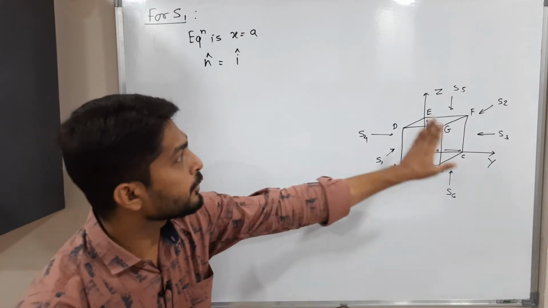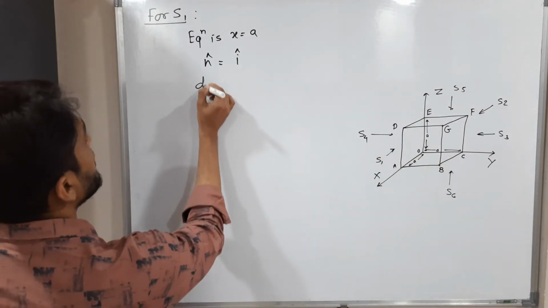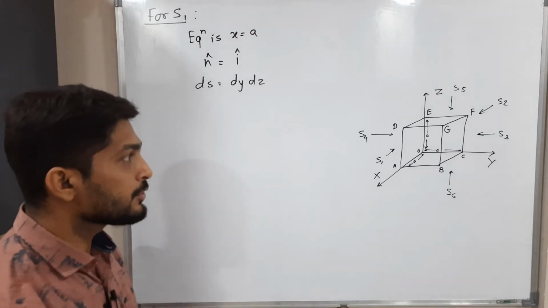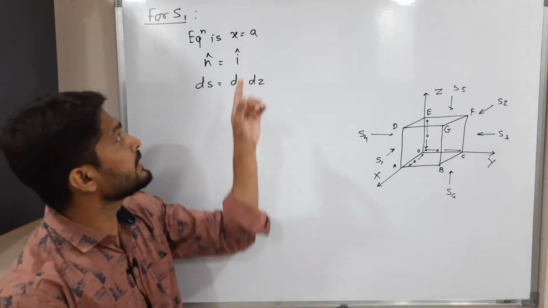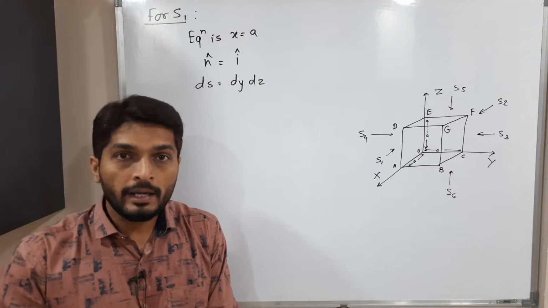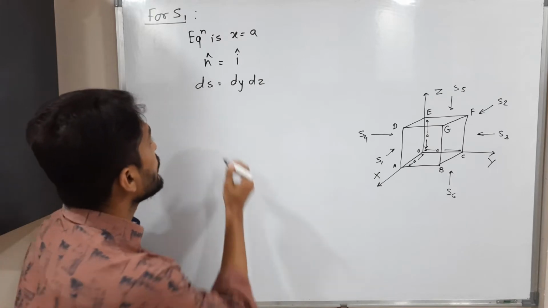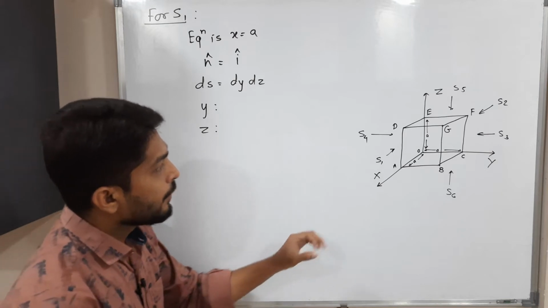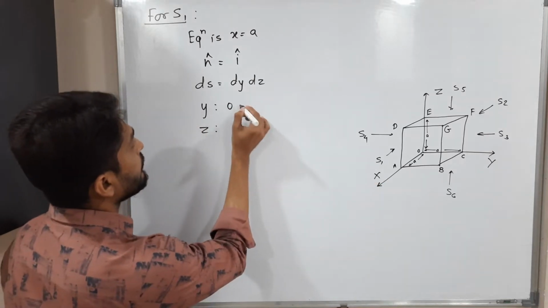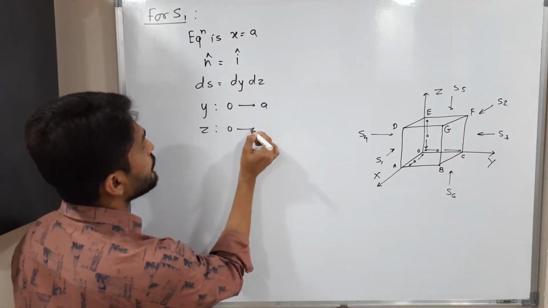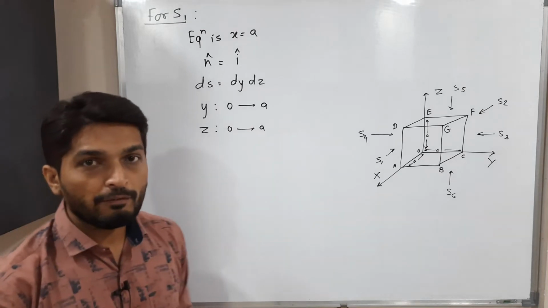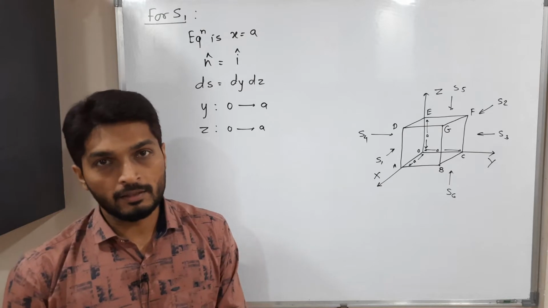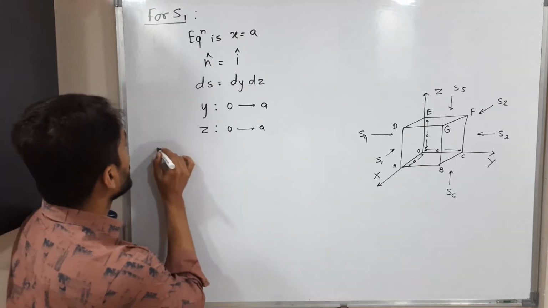So it is parallel to the YZ plane, so we can easily write dS is equal to dy dz. Here x is fixed, whose value is A, and only y and z are varying. So let us write the limits of y and z. Here y varies from 0 to a, obviously, and z also varies from 0 to a. Both of them are varying from 0 to a, since the length of each side of the cube is a.